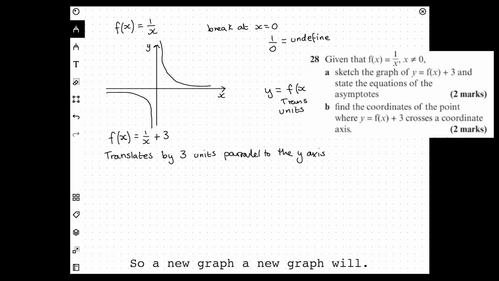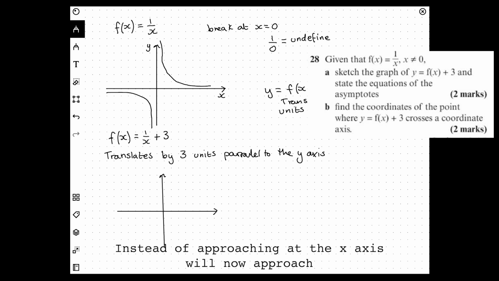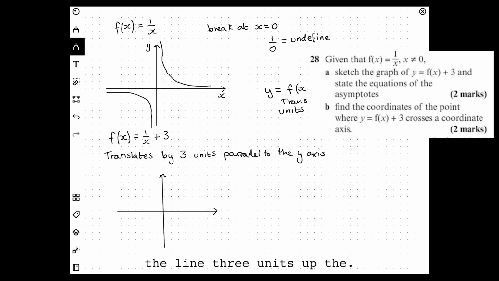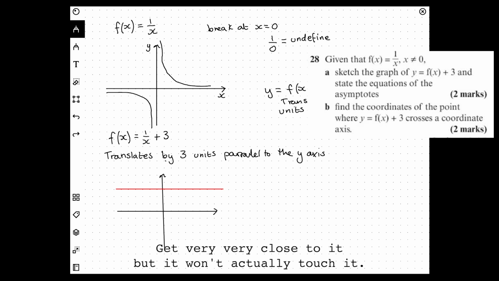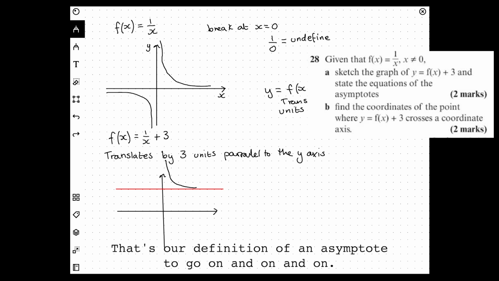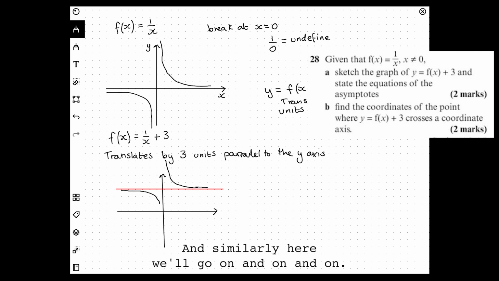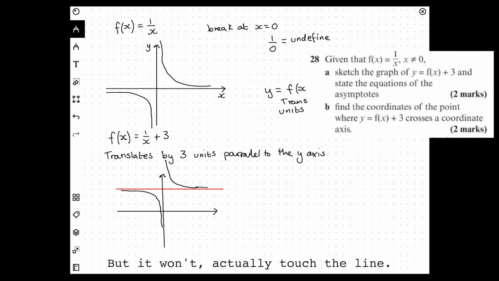So our new graph, instead of approaching the x-axis, will now approach the line 3 units up the y-axis. I'm going to draw that in, and it will look the same, but it won't actually touch this line here. It will get very, very close to it, but it won't actually touch it. That's our definition of an asymptote. It will go on and on and on, but it won't actually touch that line. And similarly here. So this is what the translated graph looks like.